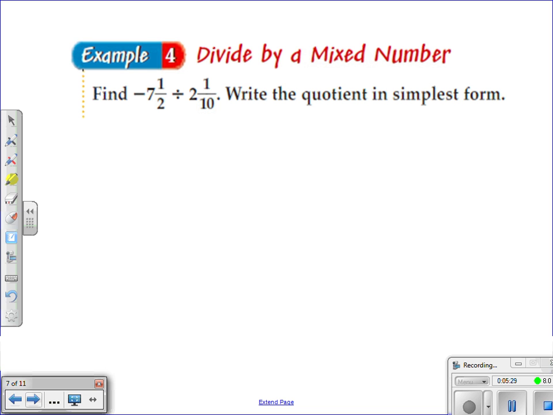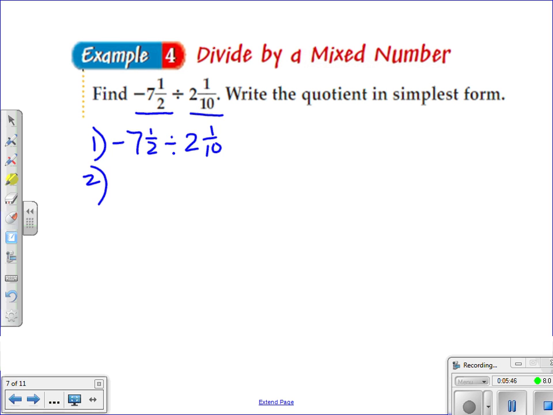Okay, dividing by a mixed number. All right, we have two mixed numbers, -7 1/2 and 2 1/10. First step to every problem, copy down your problem, -7 1/2 divided by 2 1/10.